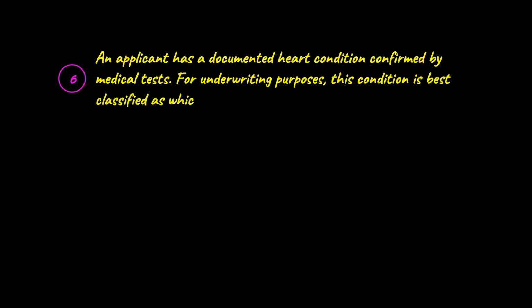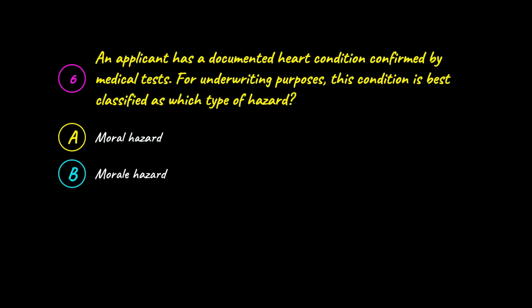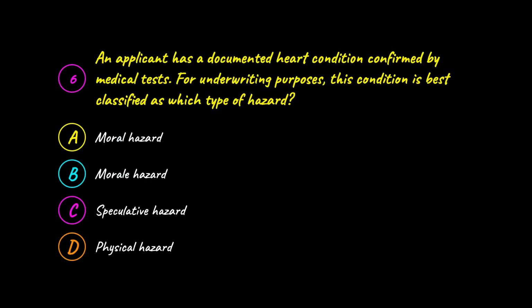Question 6. An applicant has a documented heart condition confirmed by medical tests. For underwriting purposes, this condition is best classified as which type of hazard? Your options are A, moral hazard, B, morale hazard, C, speculative hazard, D, physical hazard. Which would you go with? Lock it in before the reveal.